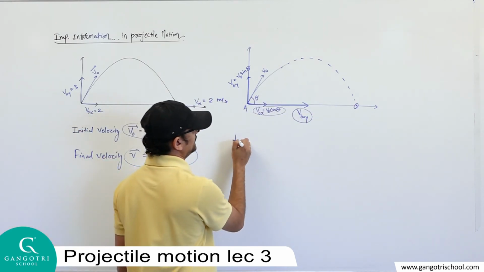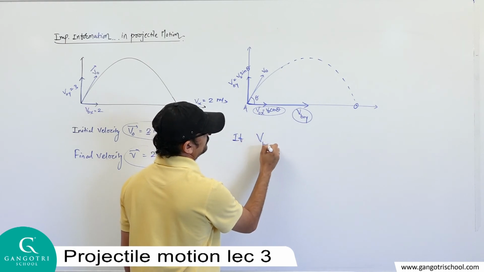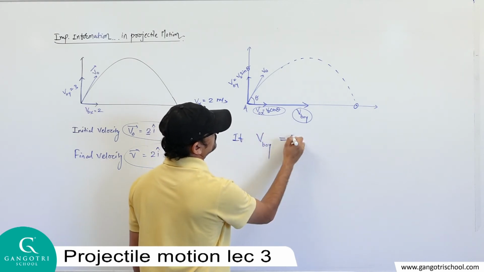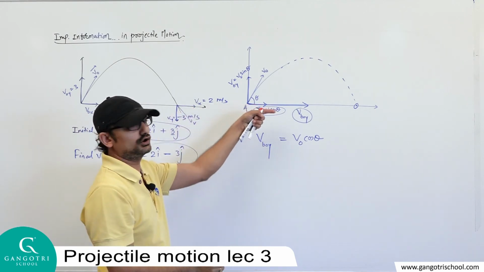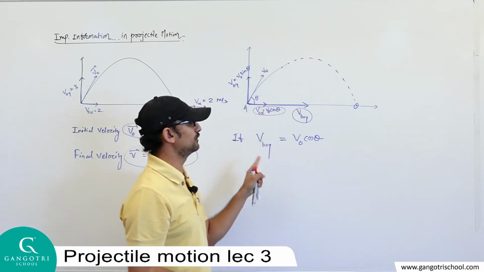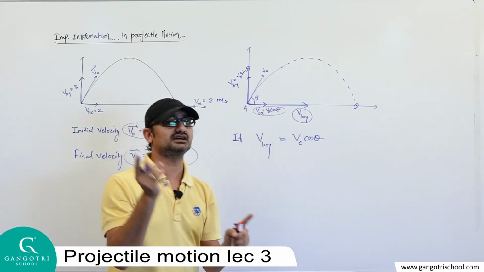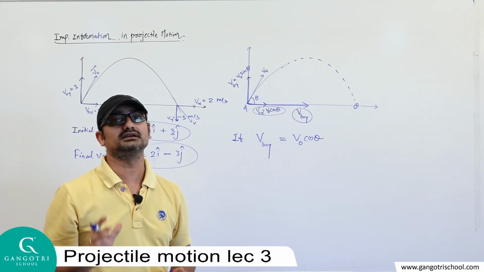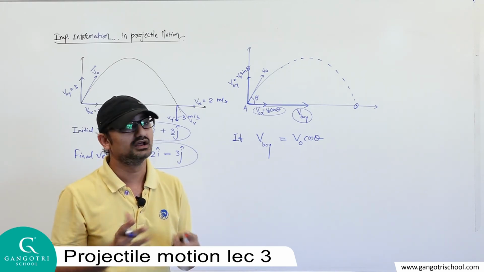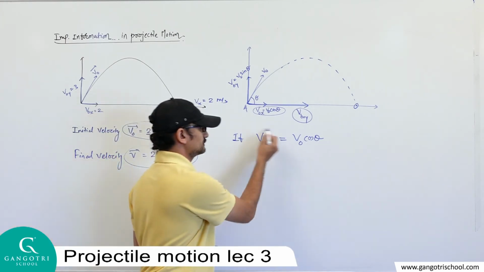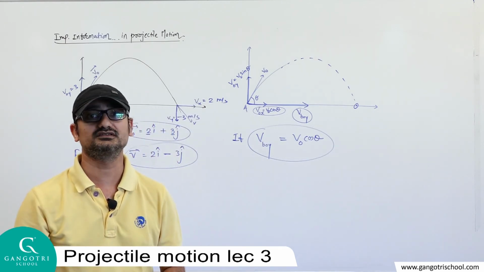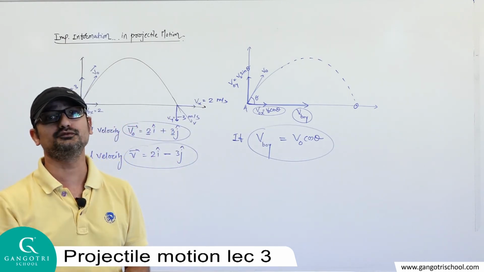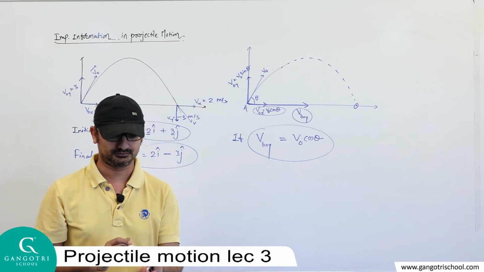It means the velocity of the boy should be equal to v0 cos theta, the horizontal velocity of the ball. If the horizontal velocity of the ball and the horizontal velocity of the boy are the same, then and only then he is able to catch the ball, otherwise not. So this is also an interesting piece of information about projectile motion. Remember this information. Now let's move forward in calculating the sums from the textbook.